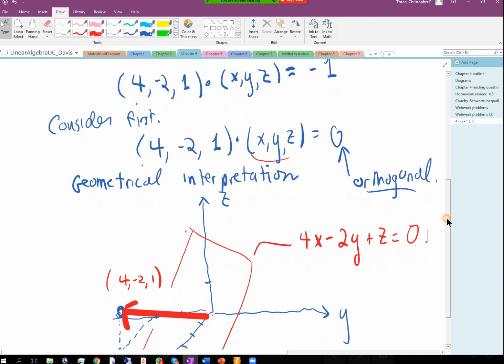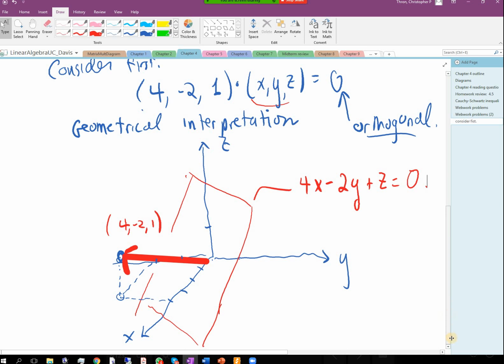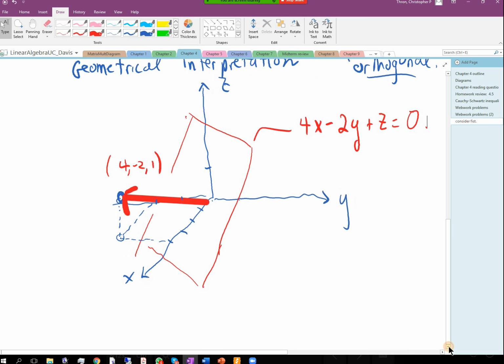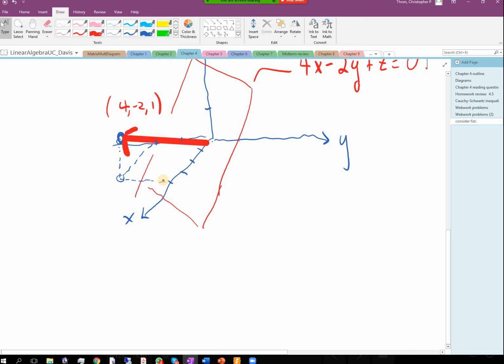So that's a question. So let's consider two different vectors. So now we consider this one. What we really want, which is 4x minus 2y plus z, is equal to minus 1. And let's take two different points on this plane.